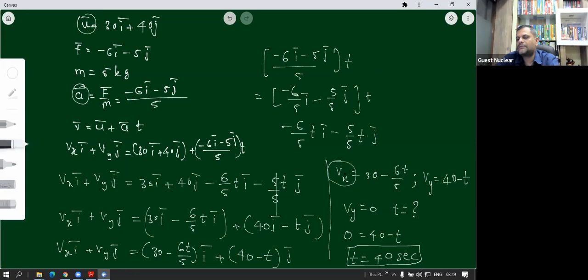And even going further, we can also find out at that same instant what the x component of velocity will be. What will be the x component of velocity at that time? We can find that out by putting t equal to 40 here and getting 30 minus 6/5 into 40, which is going to be Vx is equal to 30 minus 5 8s are 40 and 8 6s are 48, right? So Vx is equal to minus 18. Vx will be actually minus 18 meter per second.